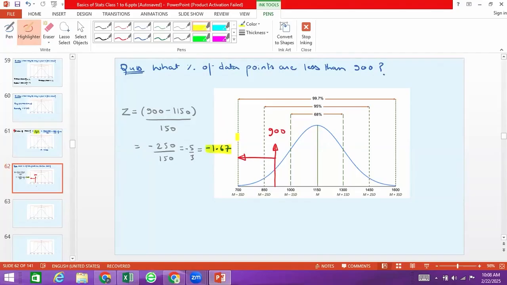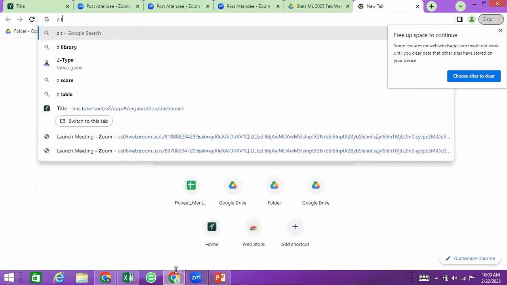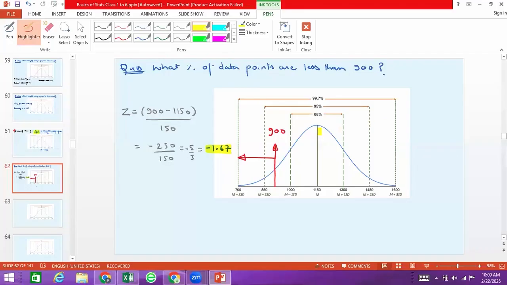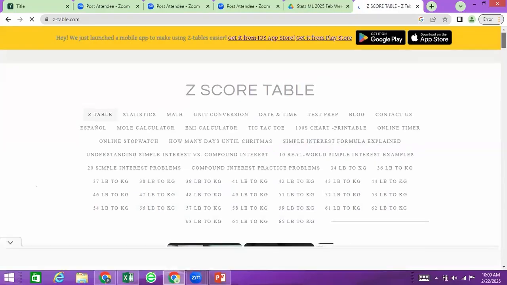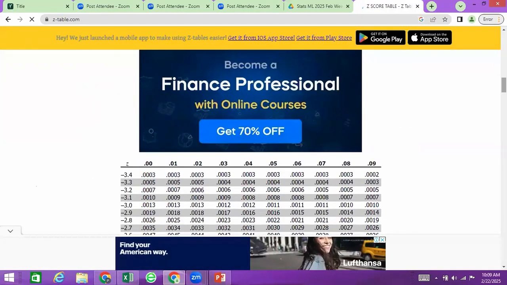Now we will see what is the benefit of the Z value. The benefit of the Z value is that we can use the Z table. And what is the benefit of the Z table? We will see. Let's simply search Z table. This website is there, www.ztable.com. So we'll go to this and see how we can use this Z table. What is my value? Minus 1.67. So I need to find this value from the Z table.